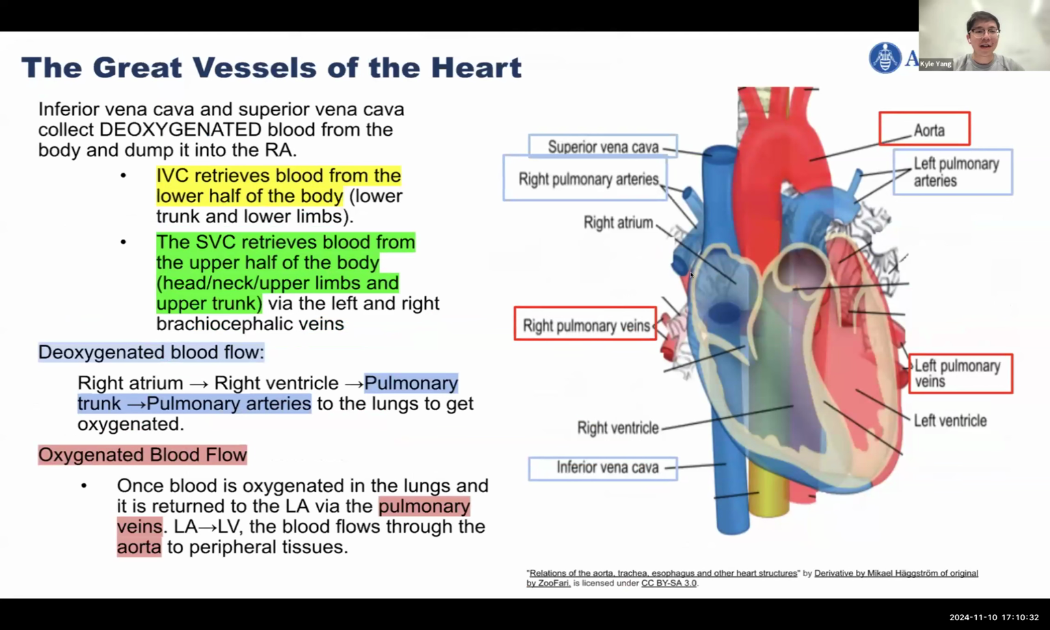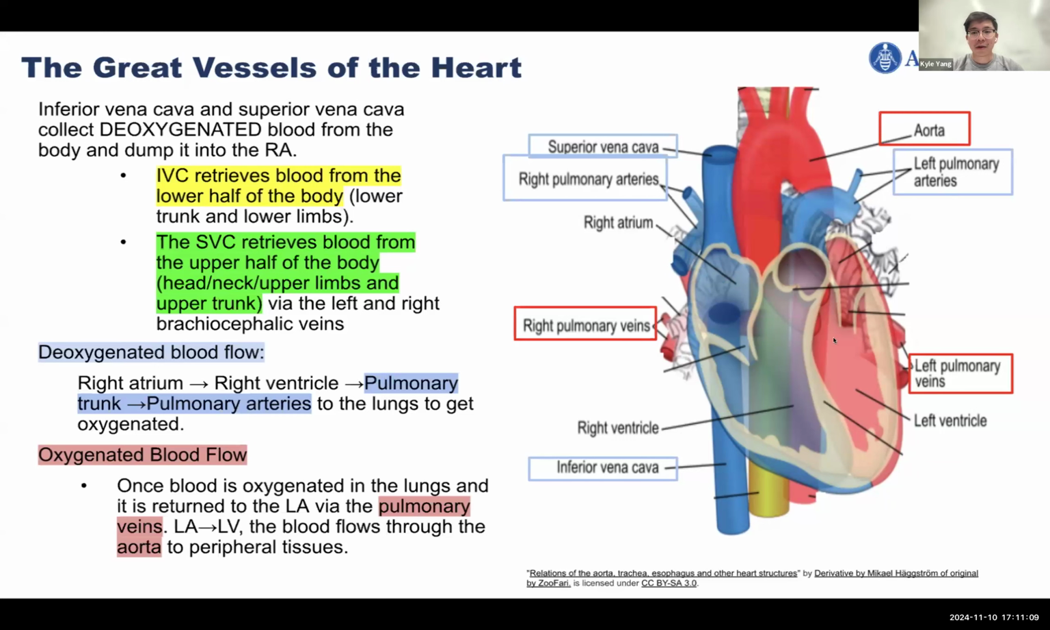As the video mentioned, we have the inferior vena cava and the superior vena cava. These are the 2 main vessels that feed deoxygenated blood back into your right atrium for further circulation. The inferior vena cava down here retrieves blood from the lower half of your body, while the superior vena cava retrieves blood from the upper half of your body. And as we already mentioned, the deoxygenated blood flows from your right atrium to your right ventricle and then gets passed to your lungs for oxygenation.